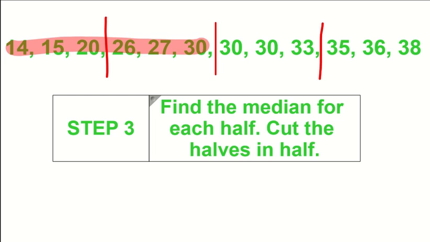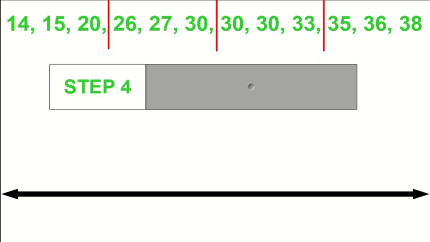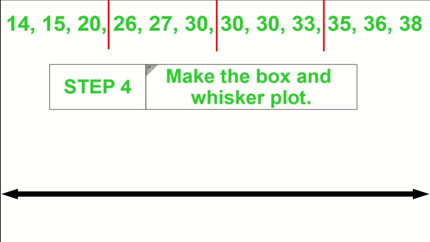How many numbers are in each section? 3. Every section on your box and whisker plot, every quartile, should have the same amount of data. So we divided it up. It's chopped up nice and even. So our fourth step here is going to be to make that box and whisker plot.